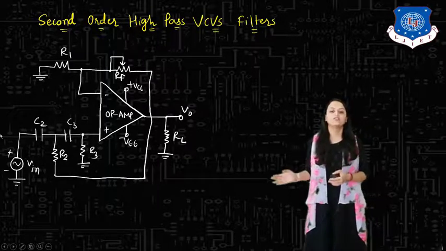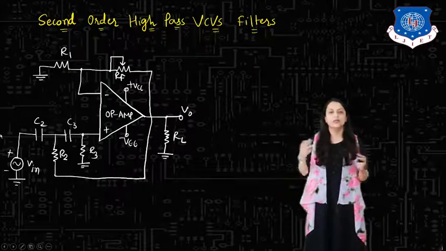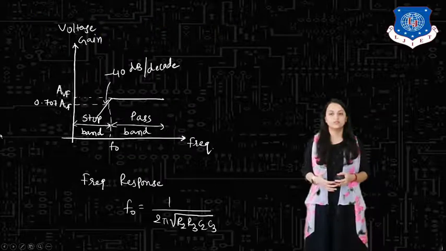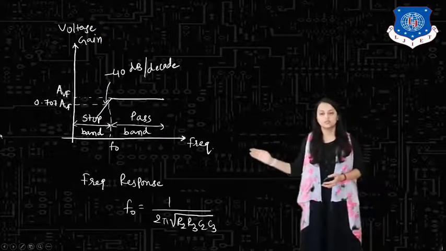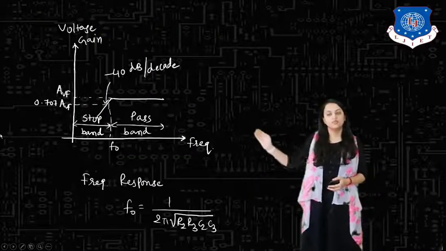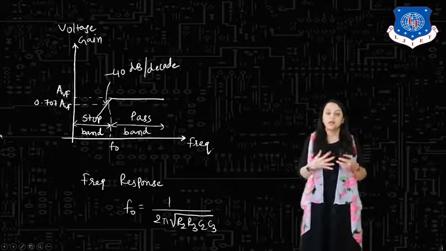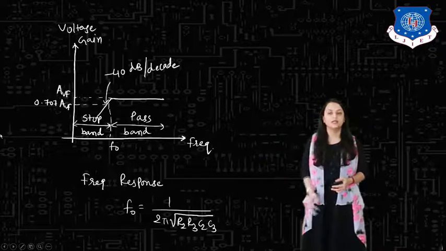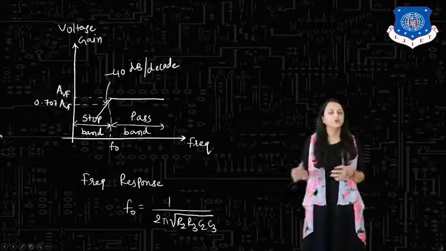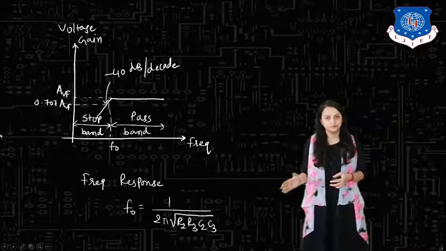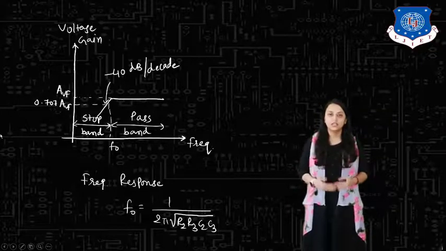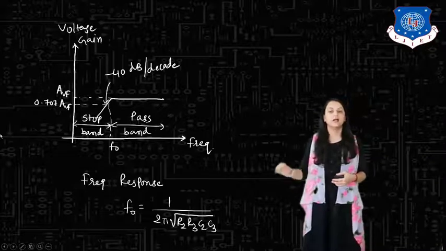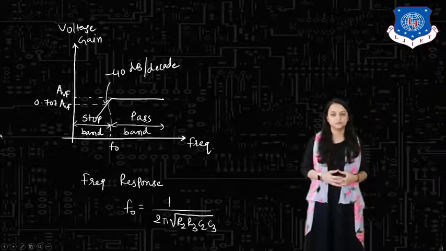Here the high frequency components will be allowed to pass and low frequency components are blocked. So if you look at the frequency response for this, it will be like this. This is the graph of voltage gain versus frequency. As this is high pass, you can see that the high frequency components are in the pass band and low frequency components are in the stop band. And as this is a second order system, the rate of decrement over here is minus 40 dB per decade.